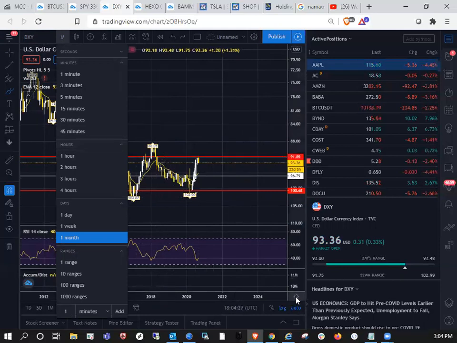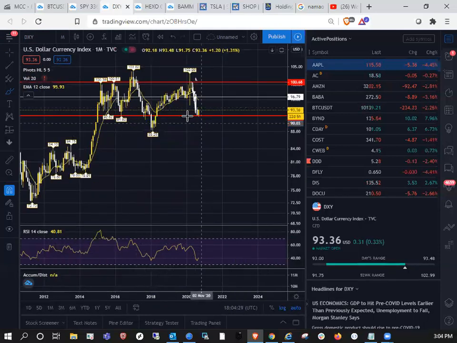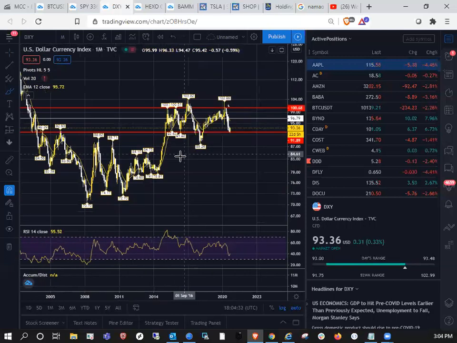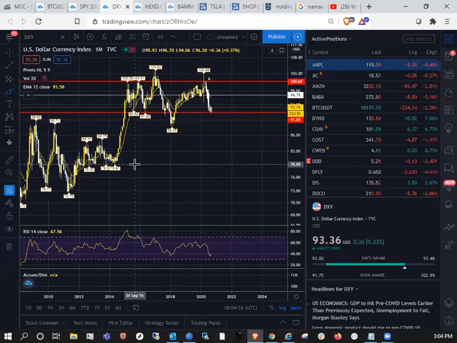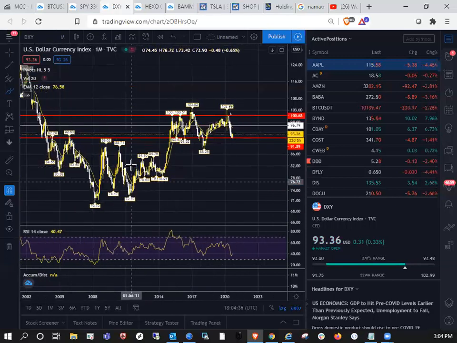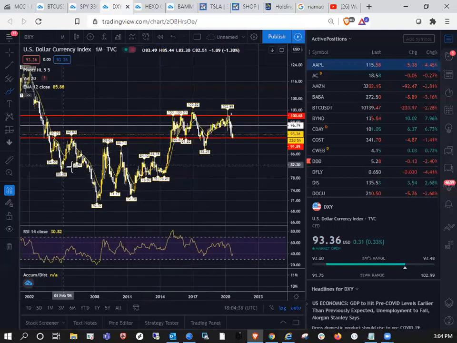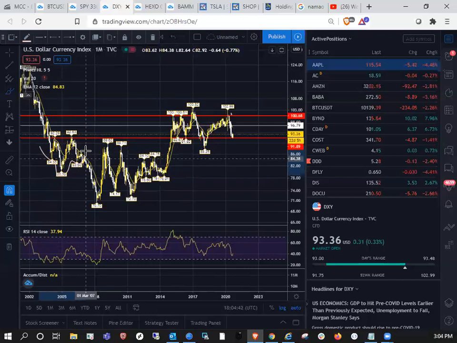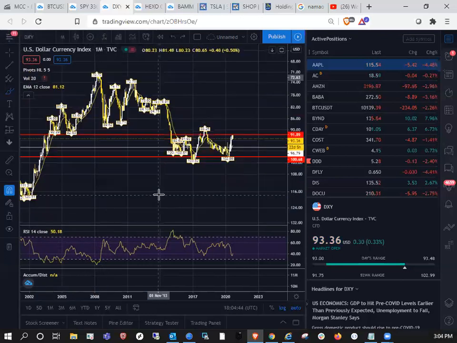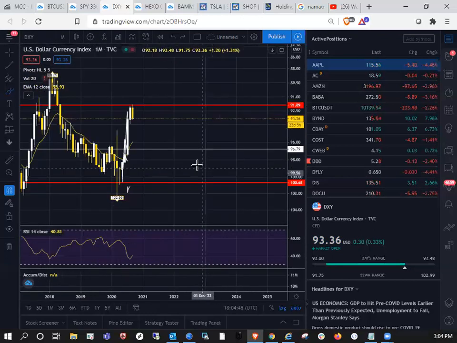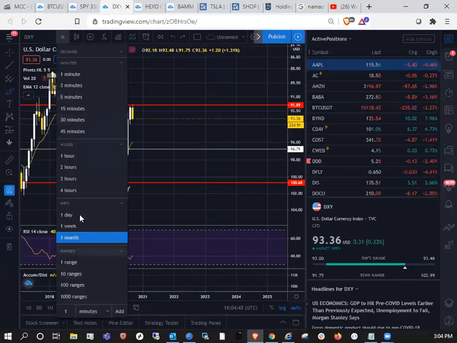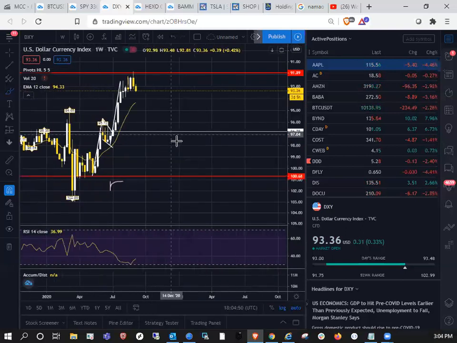There's also cup and handles, which I'll see if I can find one here really quickly. We had another monthly inverse head and shoulders here. You can see that forming back here. It failed to break though, and in that scenario, it didn't work out to our benefit.